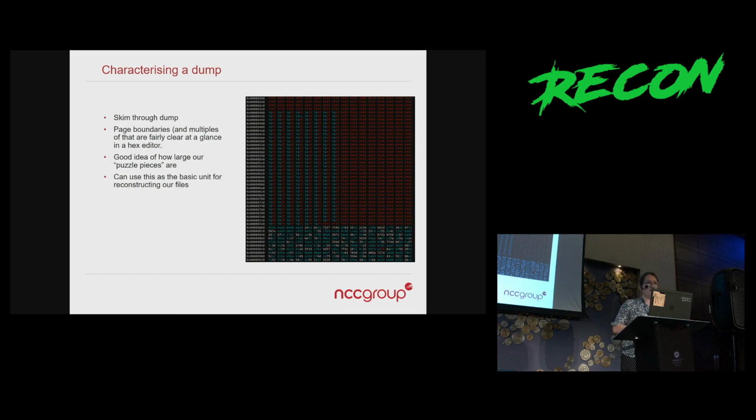In terms of characterizing the dump, if we're going to be reshuffling the pages into a correct ordering, what we need to do is skim through the dump in a hex editor, find the correct page size, and start working out what the lowest common denominator is for the page size, because that's the basic minimum quantity that we want to be operating on in terms of reconstructing the file. If we go smaller than that, it's not very efficient. If we go larger than that, we'll reconstruct it wrong.